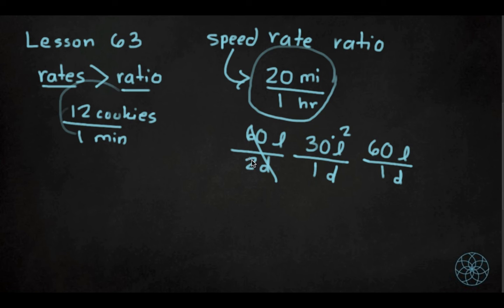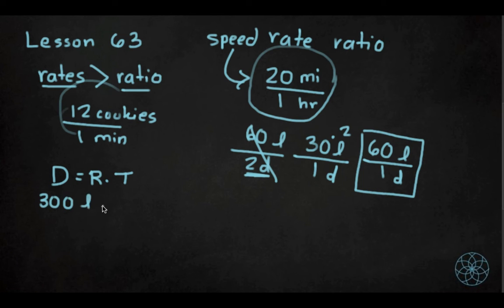So initially, it would take him 2 days to go 60 leagues. But now that he doubled his rate, he can go twice as fast, and he can cover 60 leagues in just 1 day. Now, let's go ahead and remember our distance equals rate times time formula. And let's plug in some of our numbers so that we can calculate his new time. So we know that he needs to travel a distance of 300 leagues. That's what it says. How long would it take him to go 300 leagues at this new speed? We have his new speed, 60 leagues in 1 day. But we don't know his time, so we'll leave that as t.